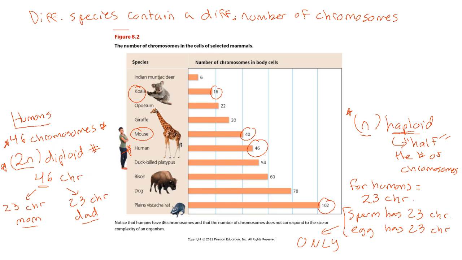Why? Because the sperm, which comes from your dad, is going to have only 23 chromosomes. The egg that comes from your mom is going to have only 23 chromosomes. In other words, half the number of chromosomes that you have.